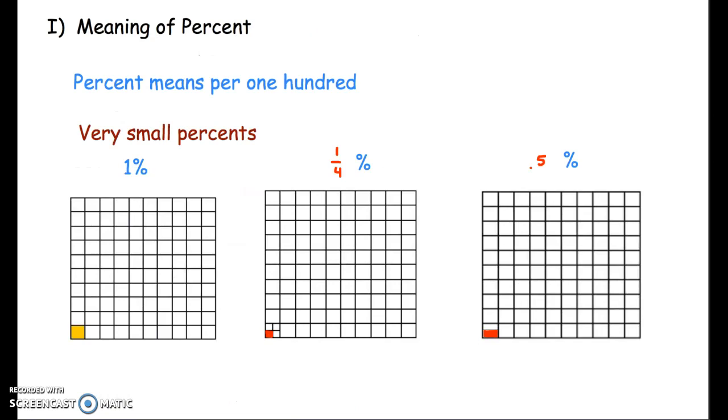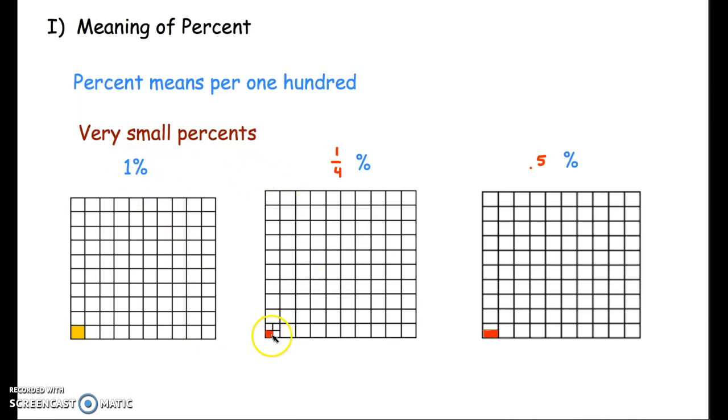First thing we're going to talk about is the meaning of percent. Percent actually means per 100. Cent, like century, or cents in a dollar, there's 100. So per cent is per 100. The grids in front of you right now are 10 by 10, or 100 squares. If I color one square in, over here, I've got 1 out of 100. That's 1%.